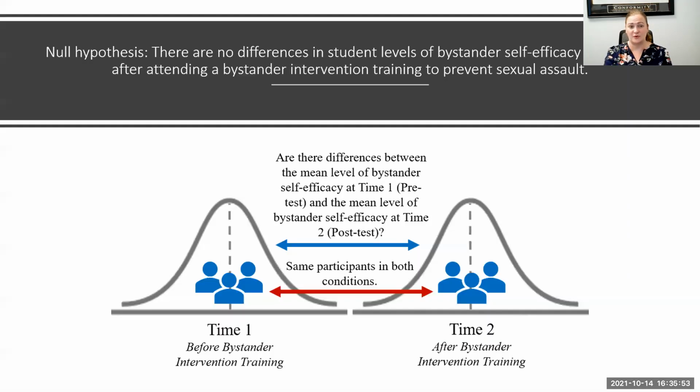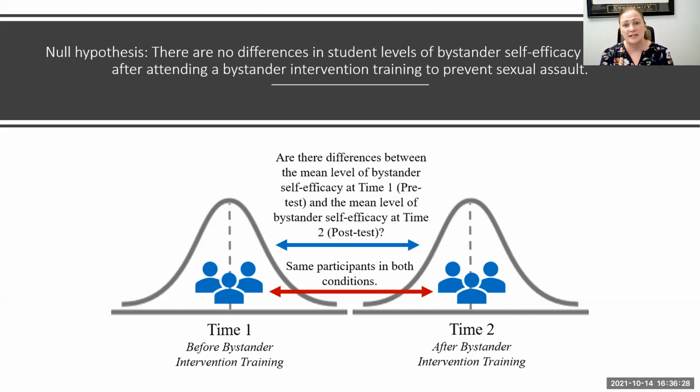So for our research question, what we are going to be focusing on is: is there a difference in participant mean levels of bystander self-efficacy at time 1, before the intervention, and time 2, after the intervention? Are those means the same or are they different from one another? The people we're measuring on bystander self-efficacy are the same people at time 1 and time 2. We want to see if there is a difference in the same group of people before and after they receive this bystander intervention training.